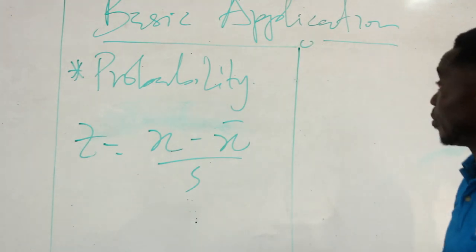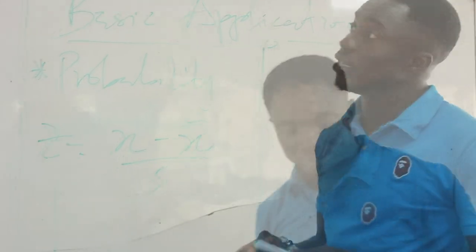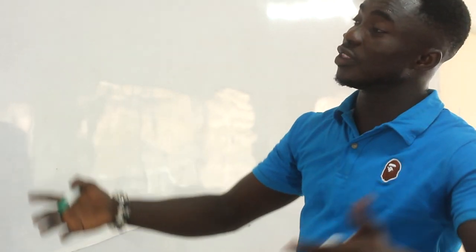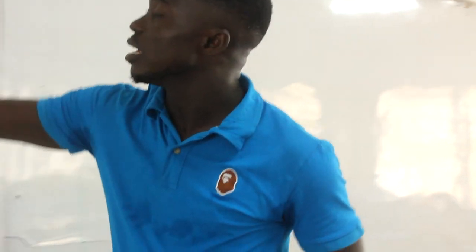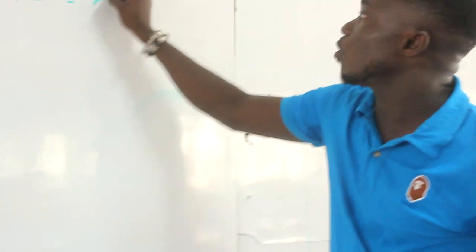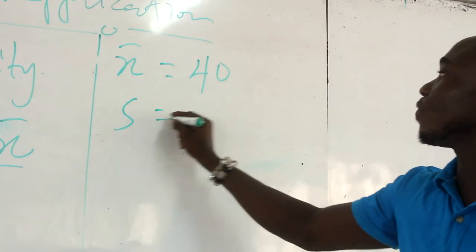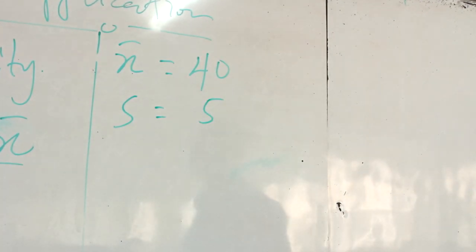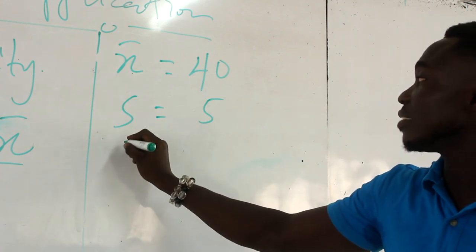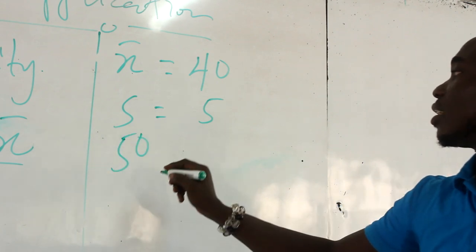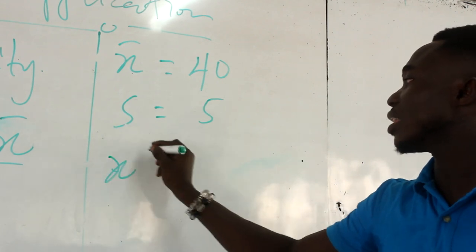Let's take our first example. Let's say the level 200 who wrote educational statistics quiz had a mean of 40 and a standard deviation of 5. Okay, and what is the probability of obtaining a score greater than, let's say, 50?